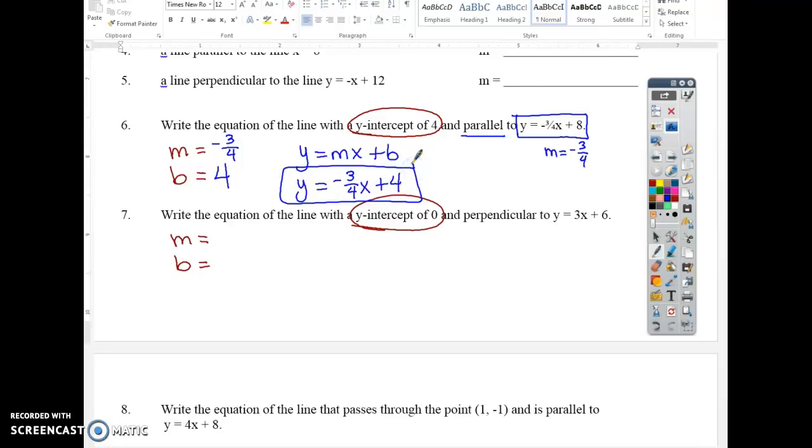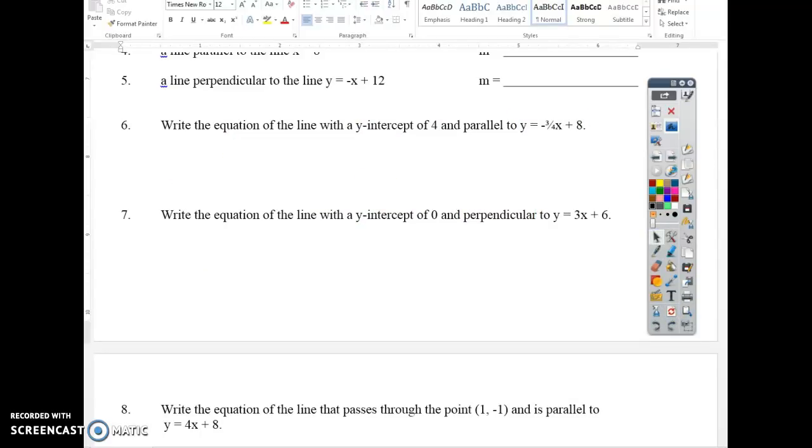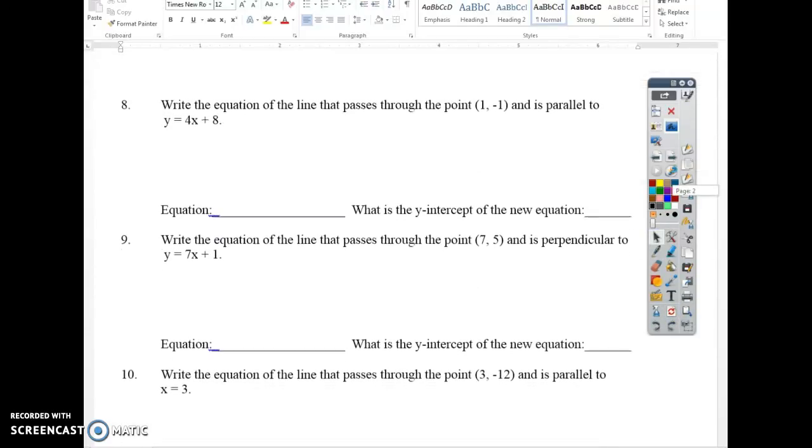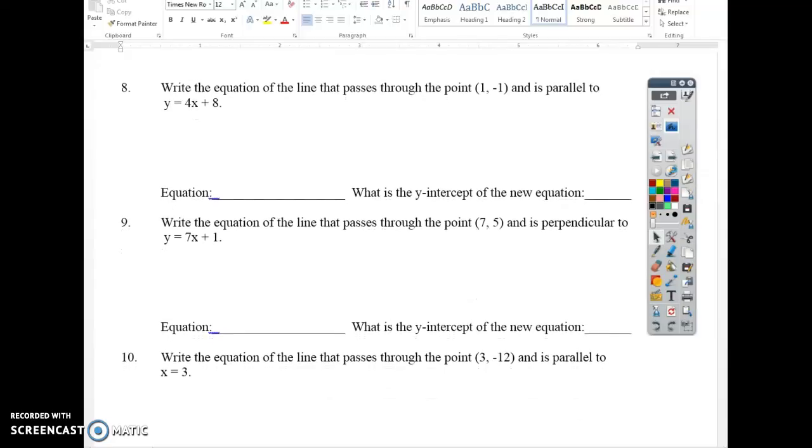Okay, you're going to do the same thing for number 7, except they're talking about perpendicular. So you're going to flip and change the sign of the slope. On the back, let's go to the back. Let's do problem number 9. You're going to do problem number 8. I'm going to do number 9.